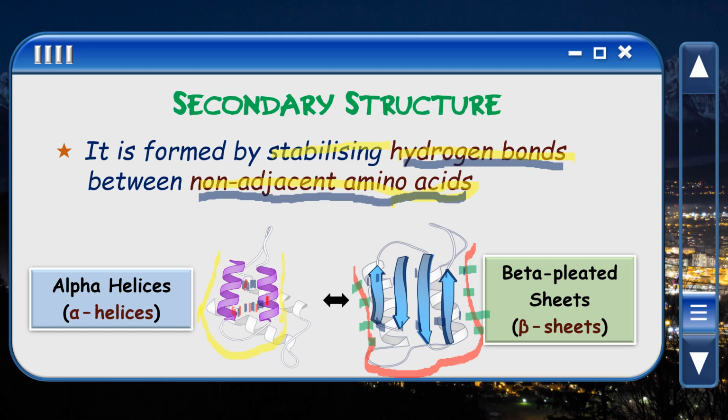This amino acid here is different from this amino acid. So when this amino acid here forms a bond with this amino acid, they are not adjacent amino acids because they are on different polypeptides. So that's what we are saying. In secondary structure, there is stabilizing of hydrogen bonds between the non-adjacent amino acids.